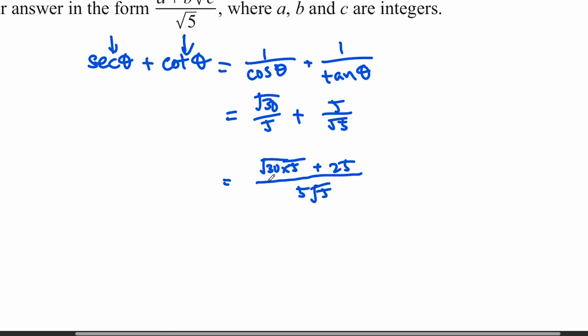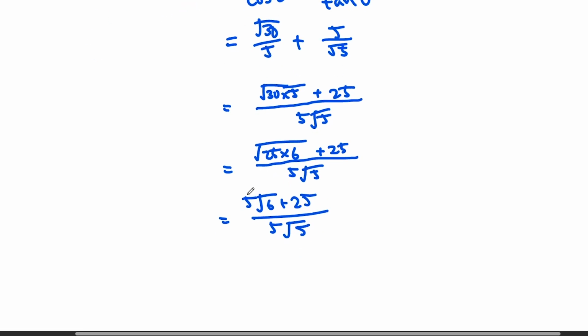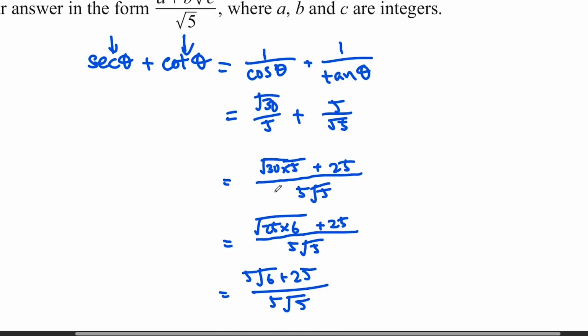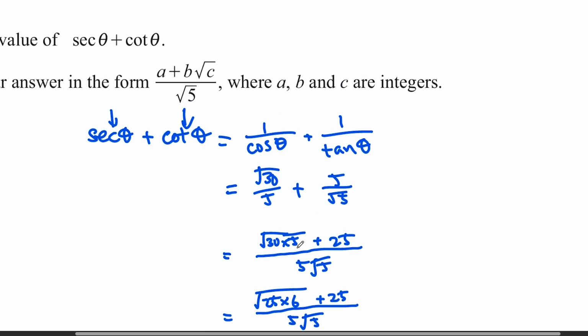30 times 5, I believe I'm able to get 150. And 150, I can actually factorize as 25 times 6. That will be 150. And why I'm taking the 25 is so that I can take it out of the square root and make it into 5 square root 6, over 5 square root 5. And now I can get rid of all the common factor of 5, and it will turn into this. Right, and so our A in this case, that's 25, B will be 1, and C is 6.